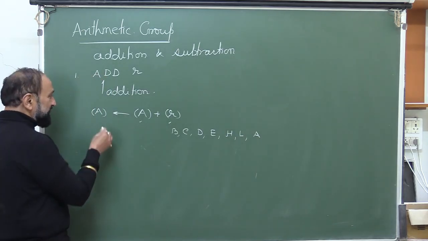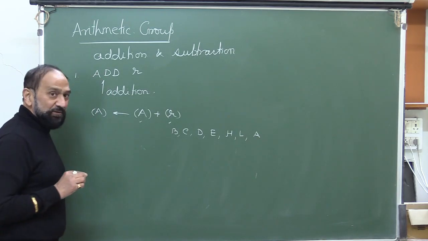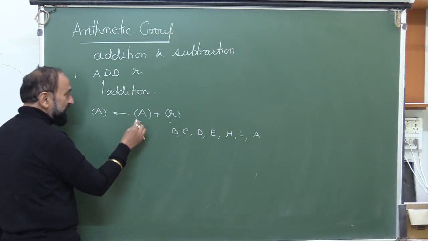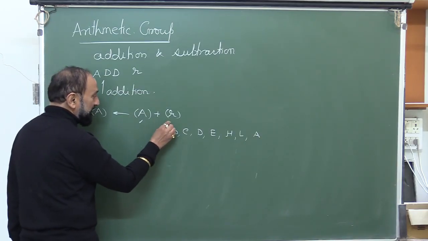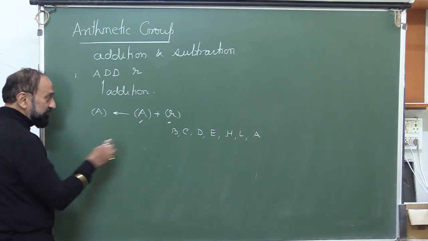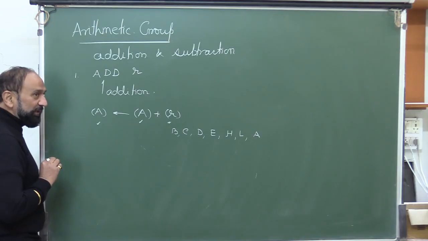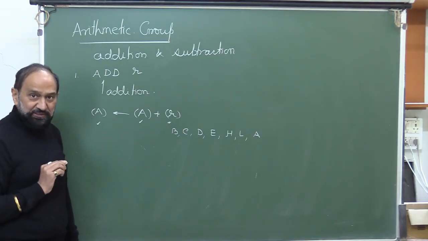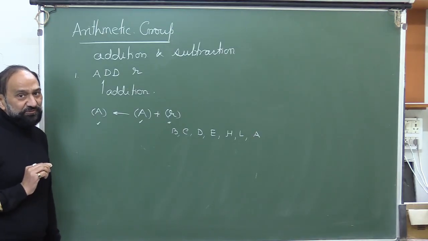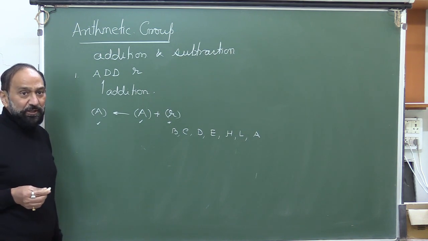So the macro RTL of the instruction is A plus R goes to A. The result is stored in the accumulator. That's why it is called the accumulator. It accumulates the result of arithmetic and logical operations.